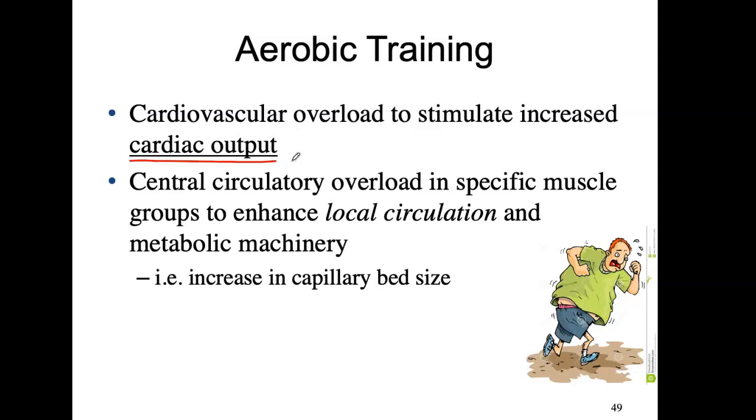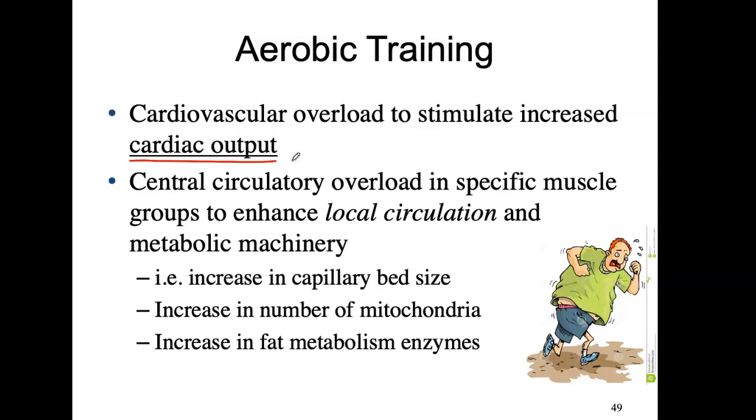So when you overload those specific muscle groups, you enhance local circulation. You create more of the machinery to be ready to get you that oxygen. So you create more capillary beds. You increase the number of mitochondria so that you can make ATP more efficiently. You increase your enzymes to be able to break down fat more easily, so that all of these are ready for this body that you're pushing into activity. There's also an increase in aerobic respiratory enzymes, because you're going to increase your respiratory rate also. So all this is what training is about.